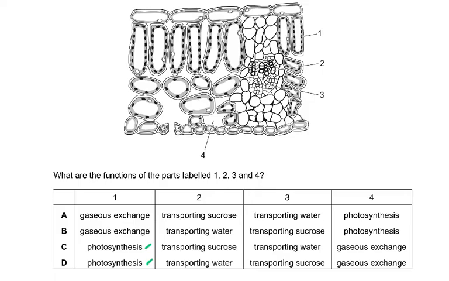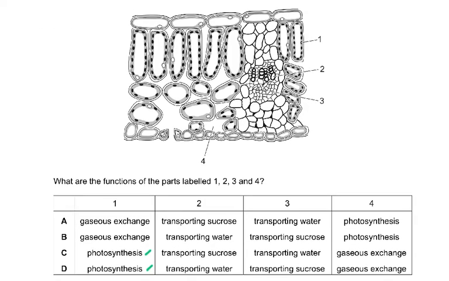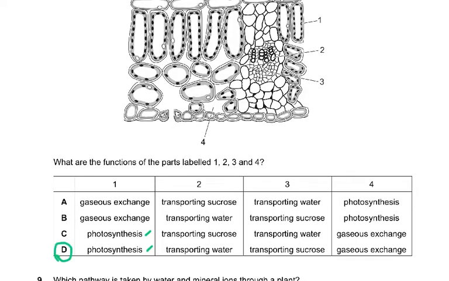So what we have to understand is the structures and what is the purpose of it. So the answer is D, photosynthesis. 2 is xylem transporting water. 3 is phloem transporting sucrose and amino acids in the phloem or the sieve tubes. And 4 is the air spaces, so gaseous exchange.